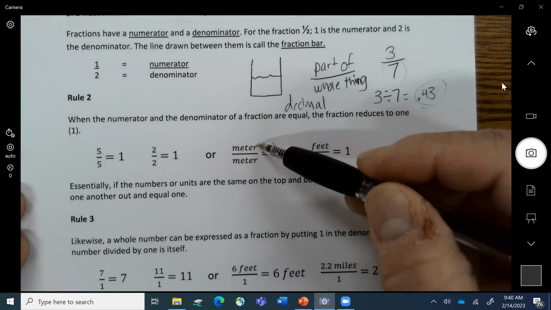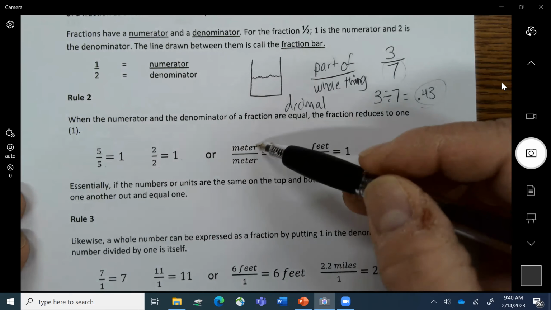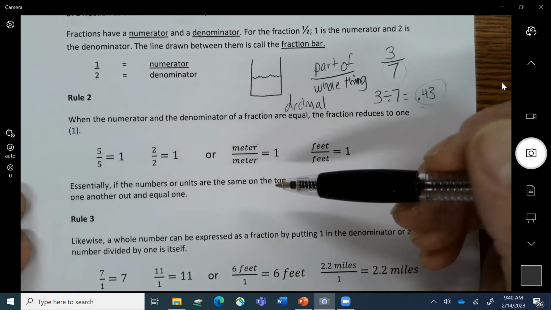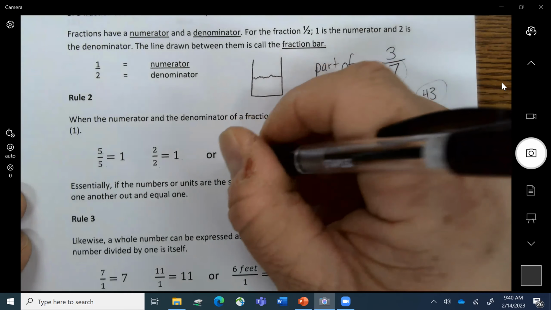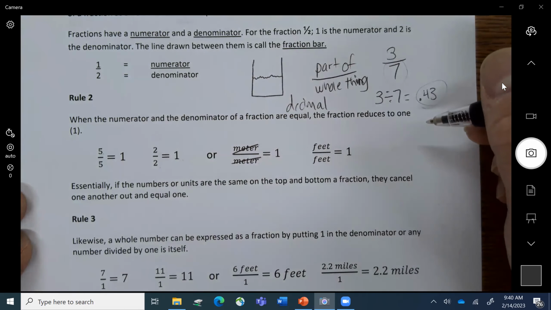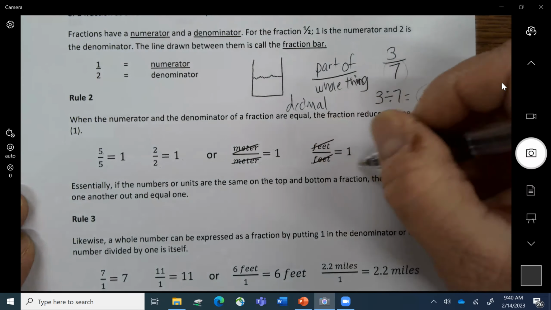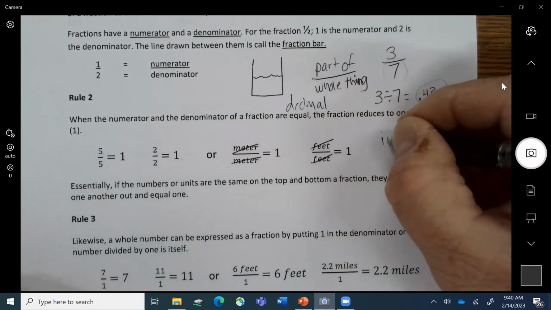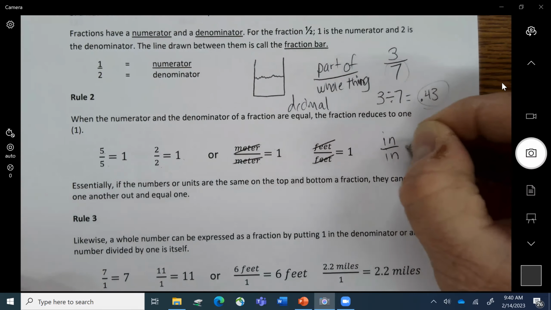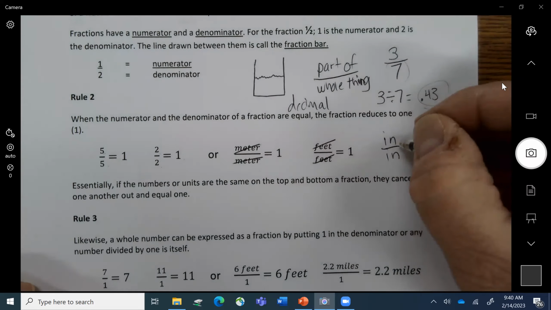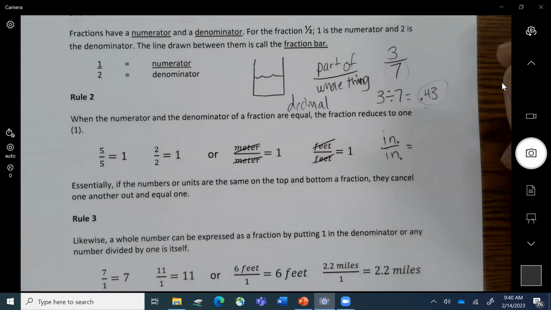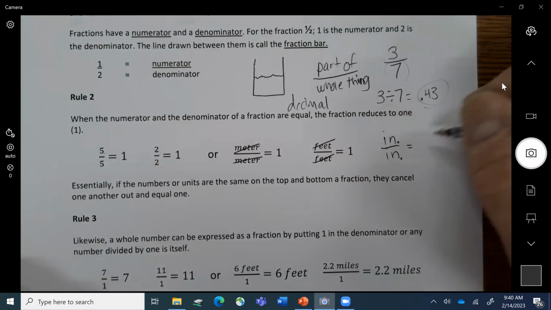Or units. If they are on the top of a fraction and the bottom of a fraction, what we want to understand is they cancel out and equal 1, okay? Same goes with feet and feet. They cancel out and equal 1. How about inch over inch? What's inch over inch equal? I guess I better put the periods here so you know it's abbreviated. Inch over inch cancels and equals 1.